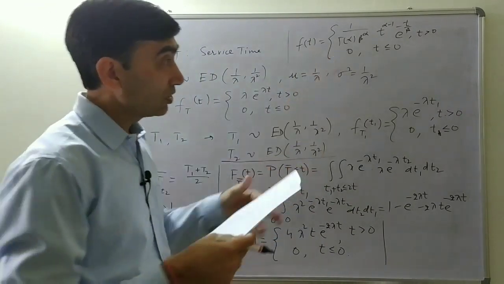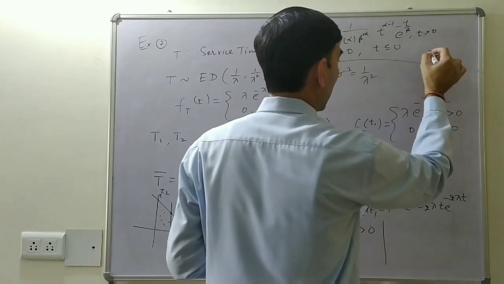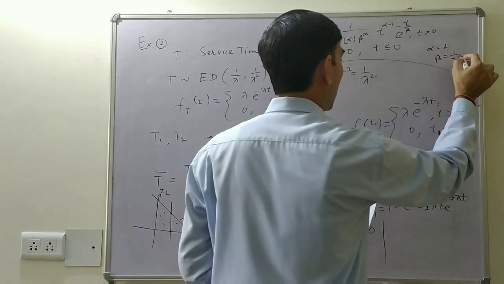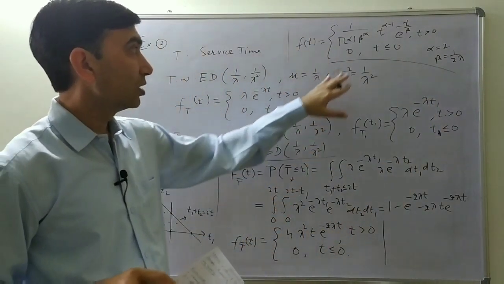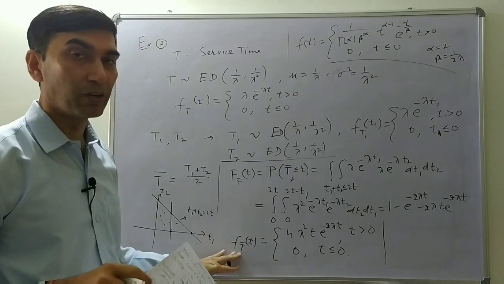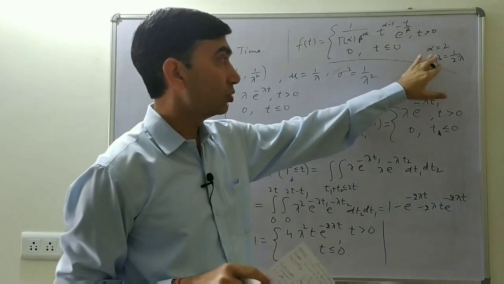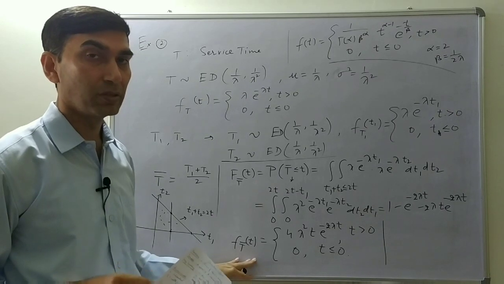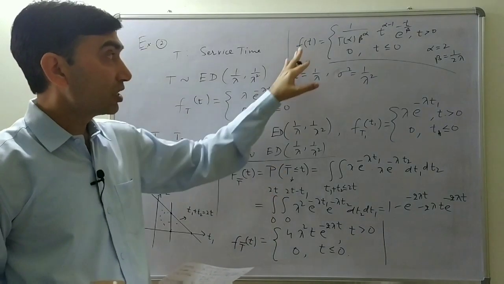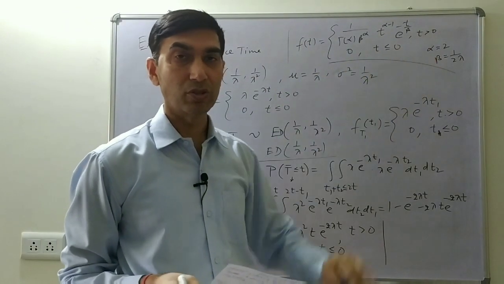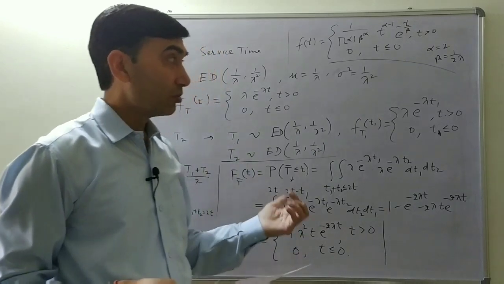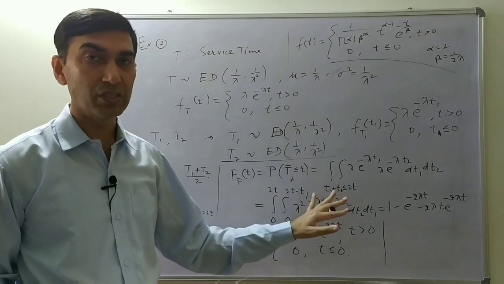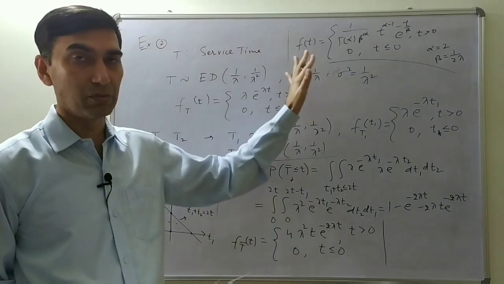In this PDF, if I put alpha equal to 2 and beta equal to 1 over 2 lambda, you can check that this becomes the PDF of t bar. For alpha equal to 2, beta equal to 1 over 2 lambda, this becomes the PDF of t bar. What does it mean? T bar is a gamma random variable with alpha equal to 2, beta equal to 1 over 2 lambda. Once it is a gamma random variable, you can easily write mean and variance. Otherwise also you could calculate mean and variance by definition. But here it's easy to identify that it's a gamma random variable.